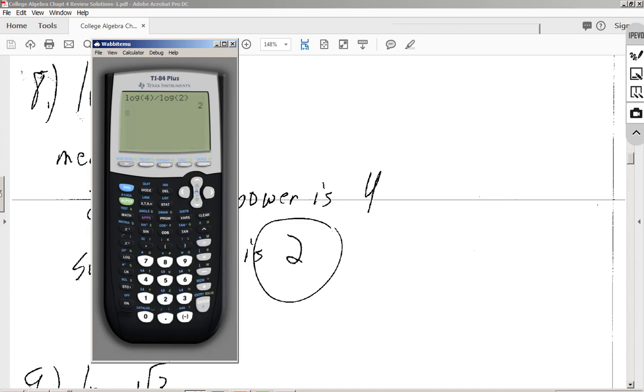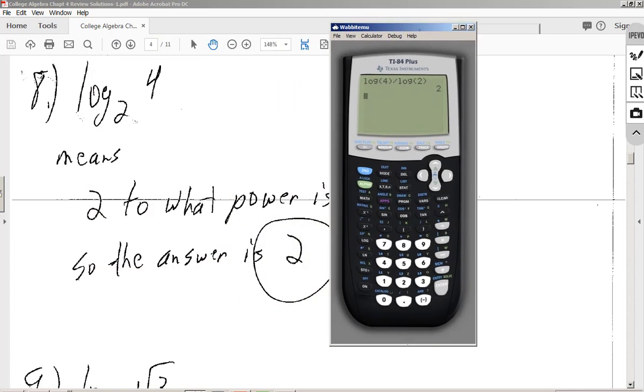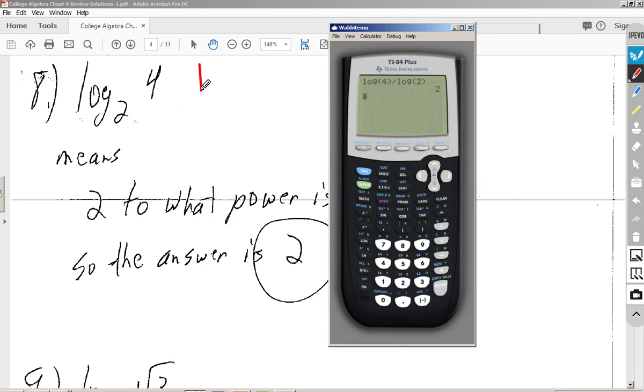And that answer comes out to be 2. So let me slide this over a little bit so we can see what our original problem was. So here was our original problem, log base 2 of 4. So remember, with your change of base formula, you're just going to type it in as log 4 all over log 2. And your answer comes out to be 2.